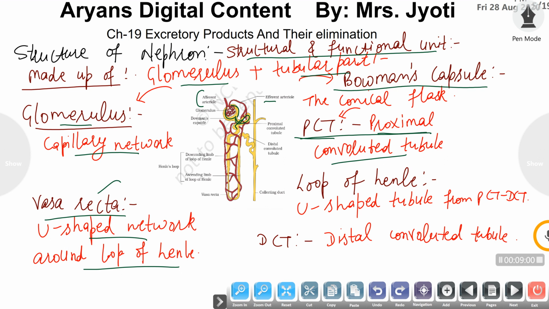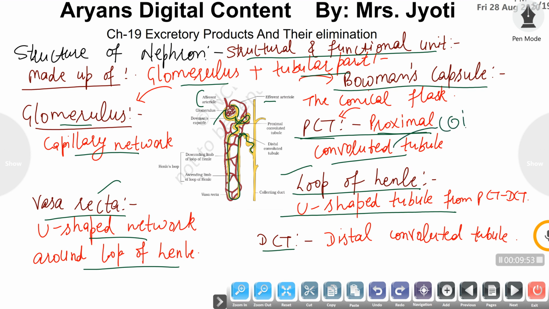The PCT continues into a U-shaped tubule that opens into the DCT. The U-shaped part of this tubular region forms a loop termed the loop of Henle, and the vasa recta surrounds this loop of Henle formed by the tubular part of the nephron. The loop of Henle then opens into the next convoluted tubular part of the kidney, the DCT, the distal convoluted tubule, which is placed distant from Bowman's capsule. The PCT and DCT are convoluted.